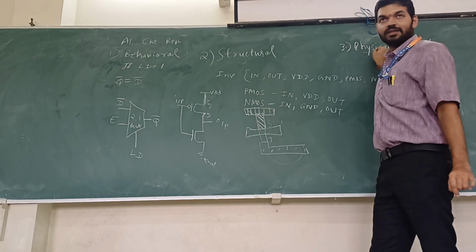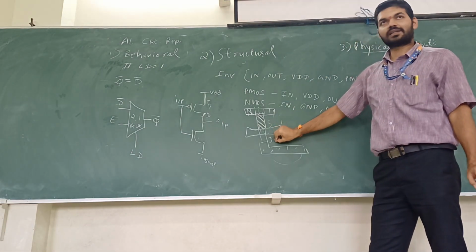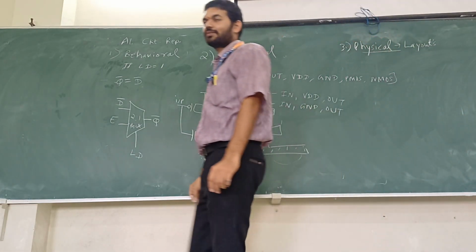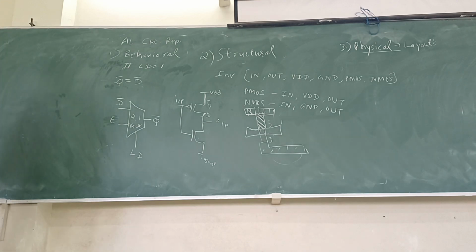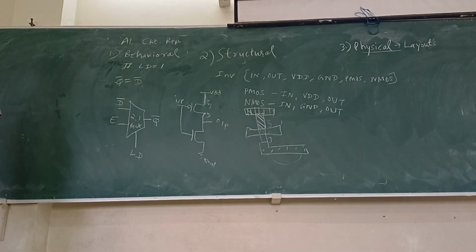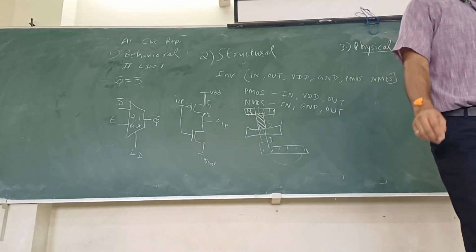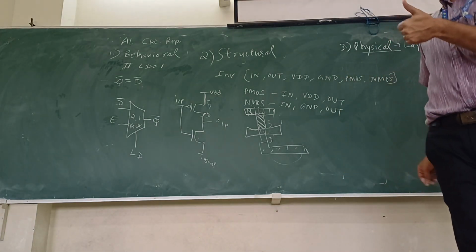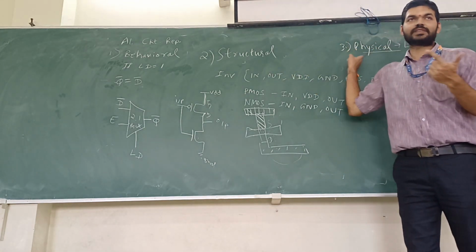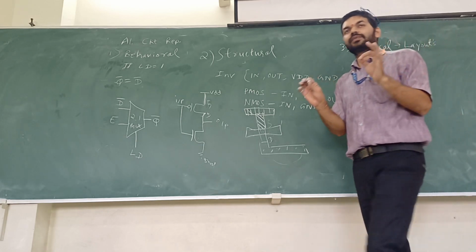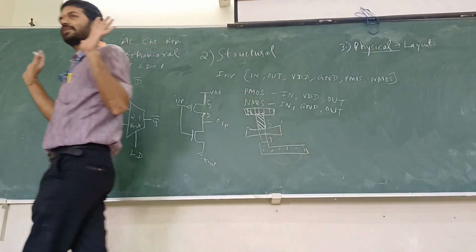Physical. Generally layouts are a very good example of the physical way of representing the circuit. So in the textbook three ways are explained: behavioral, structural and physical. Behavioral defines only the behavior of the circuit.